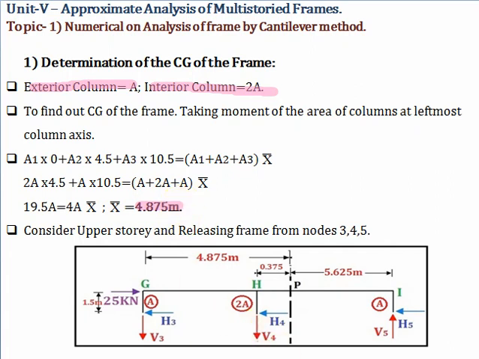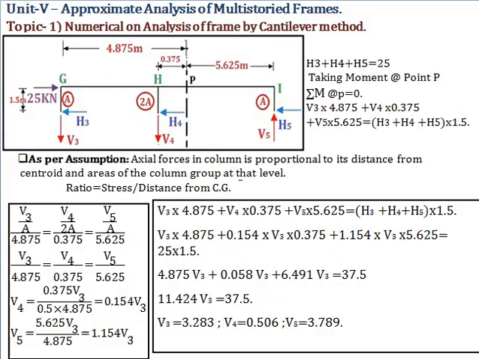Now after that we have considered the upper story. This is the upper story, and we have released the frame from node 3, 4 and 5. After releasing the frame from node 3, 4 and 5, we have taken summation Fx equal to 0, that is H3 plus H4 plus H5 is equal to 25.